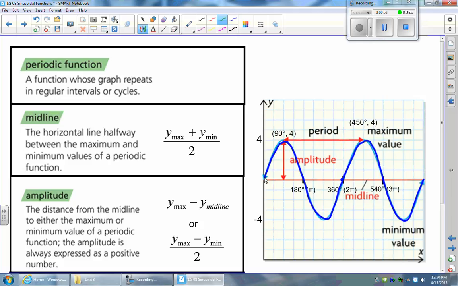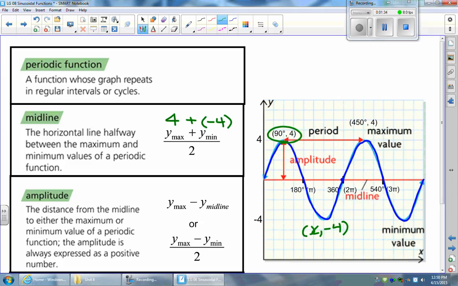So what we're going to do is take one of our maximum y values. Our maximum y value here is 4. We're going to add it to our minimum y value, which in this case is -4. And then we're going to add those together and divide by 2. By averaging the maximum and the minimum value, you can find the middle value that would fall in between the maximum and the minimum, known as the midline.